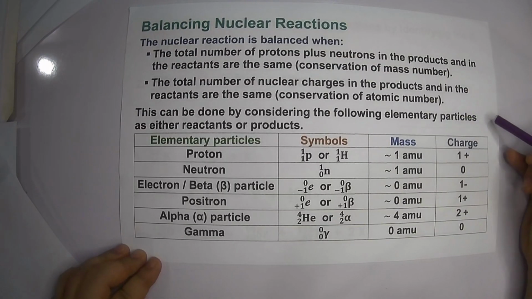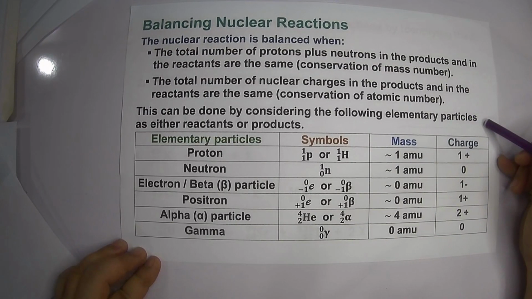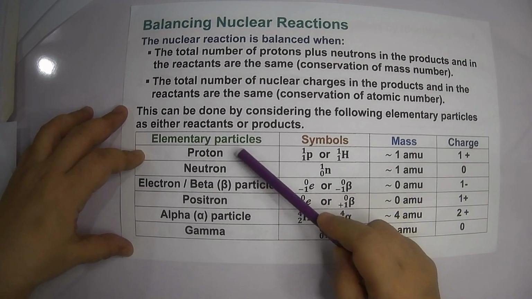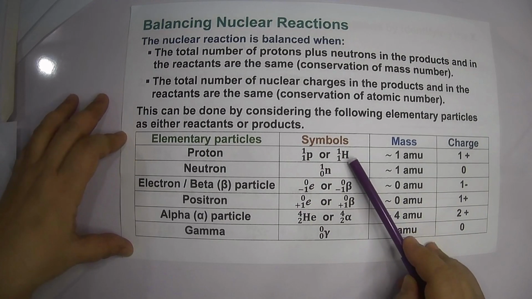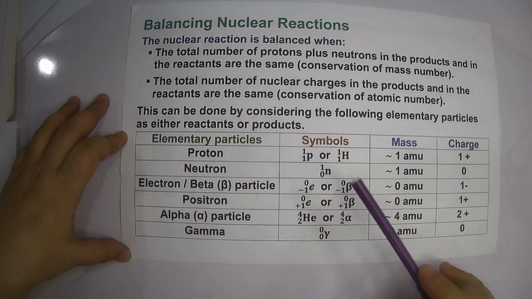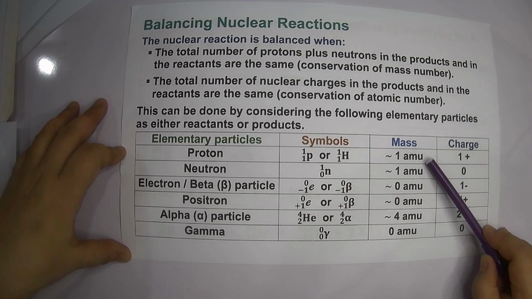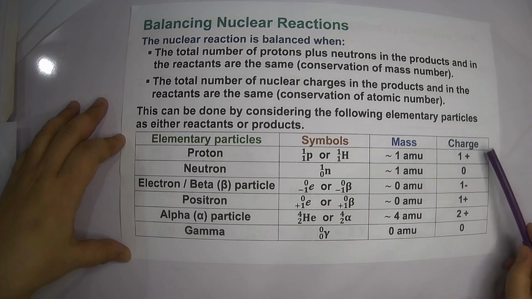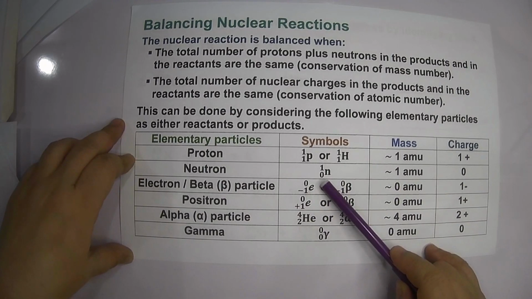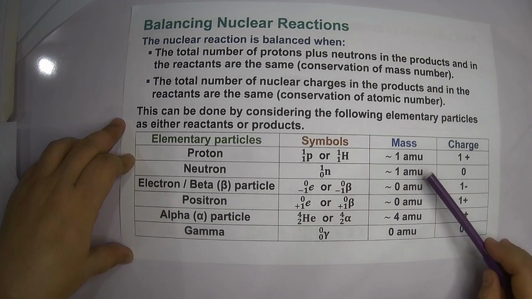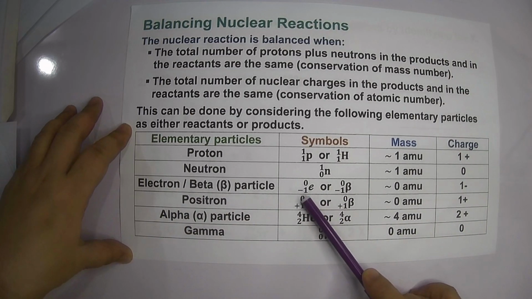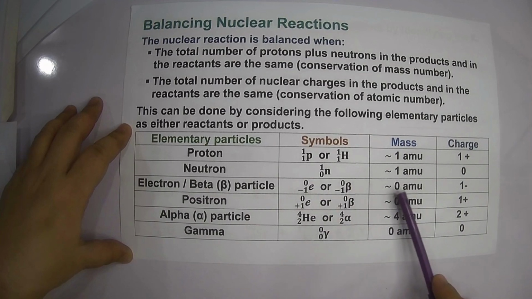This can be done by considering the following elementary particles as either reactant or product. These particles are the proton, symbol P, or the symbol for hydrogen, with an atomic number of 1 and a mass of approximately 1 atomic mass unit and a charge of positive 1. Whereas a neutron has a charge of 0 and a mass of 1. And an electron or beta particle has a charge of negative 1 and a mass of 0.